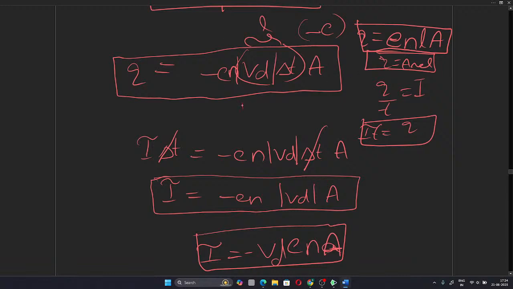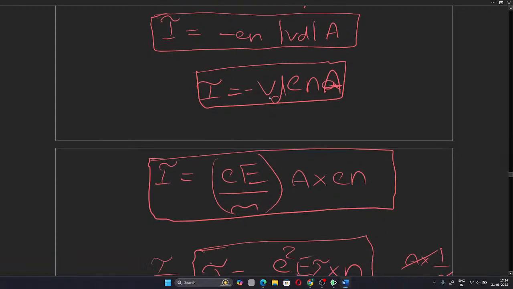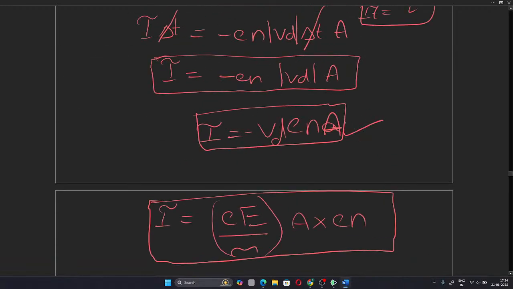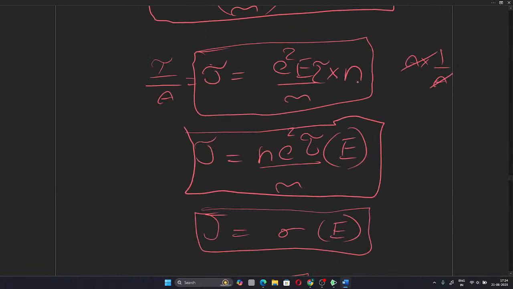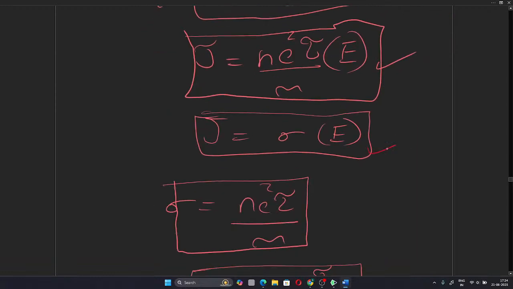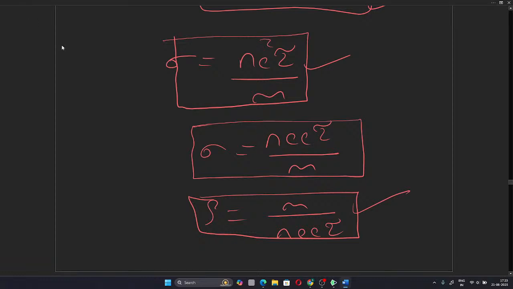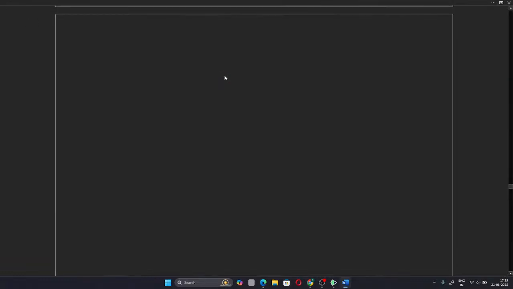This is one important formula, and this is the second important formula, and this is one more formula of importance, this one, and the value of sigma and rho. This is basically the completion of the electron drift, and also what is resistivity.